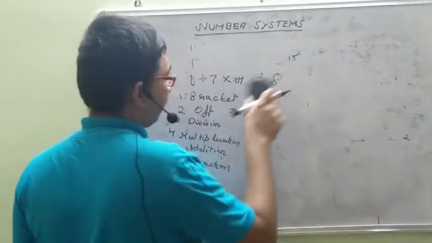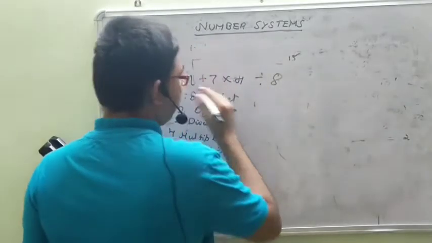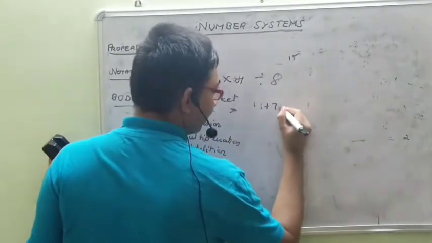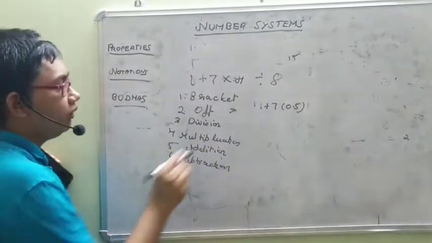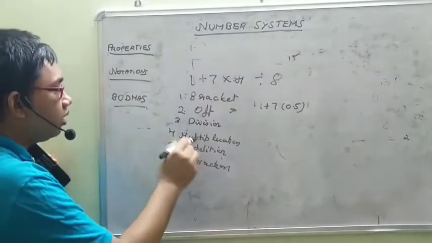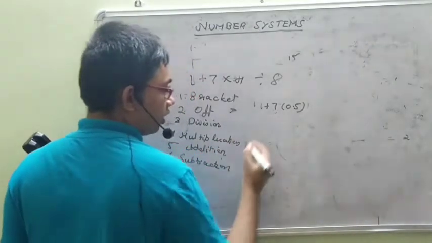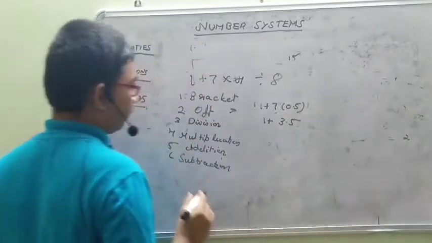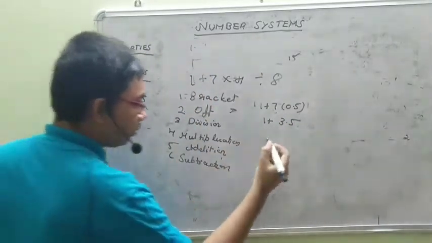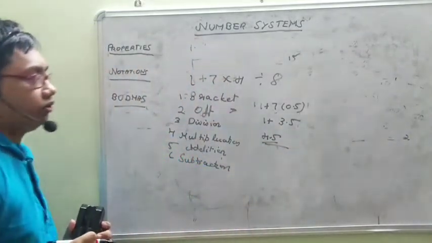First we are doing 4 divided by 8. What will this come? It will come 0.5. So 1 plus 7 into 0.5. Okay, this is the new operation. Then after division we have multiplication. We will do 7 into 0.5. 1 plus 3.5. 7 into 0.5 is 3.5. Now the only one left is addition. So this will be 4.5. This is the sequence we should follow.